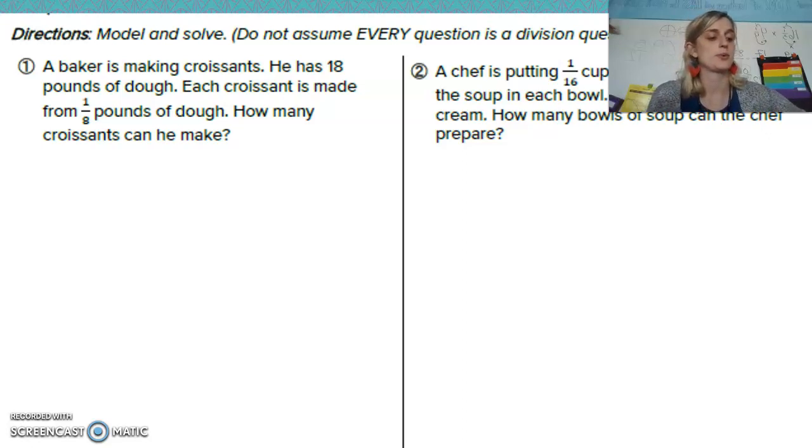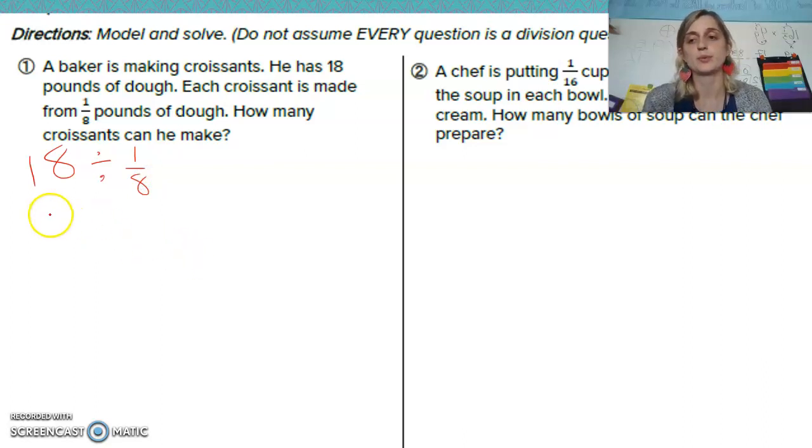So remember that the first number we want to write is what we have. We have 18 pounds of dough, so that's coming first. So we're going to write 18. We're going to divide it up into pieces that are the size of 1/8. So this is our division problem.